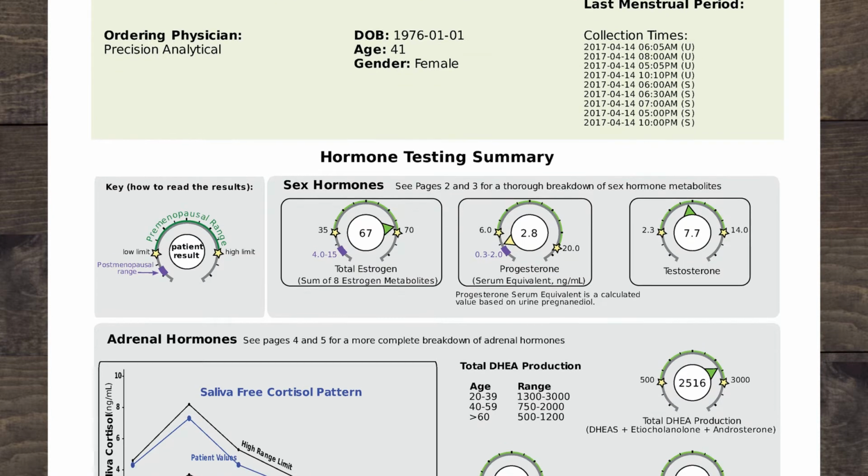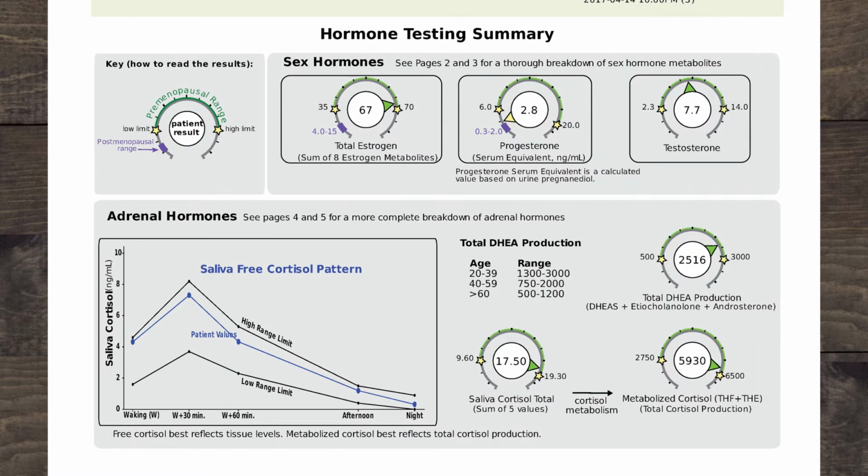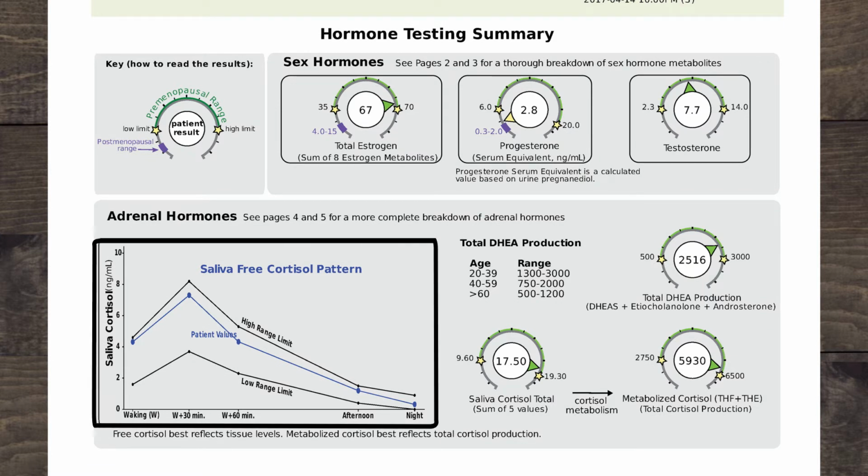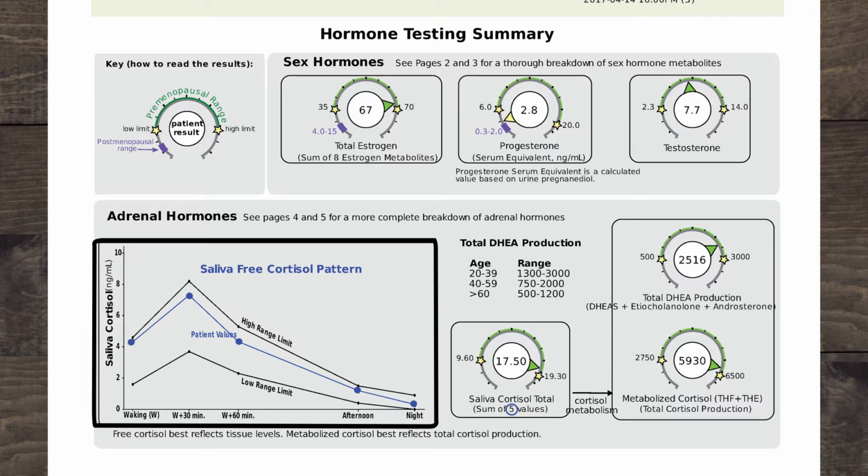As you move down, you can see the salivary results here on the left side with 5 different measurements, and again, you'll get more data related to this as you get further into the report. Off to the right, you can see the total of your salivary, the total of the free cortisol. Continuing on to the right, you can see the metabolites of cortisol, or what we call metabolized cortisol. That's the sum total of the metabolites of cortisol.